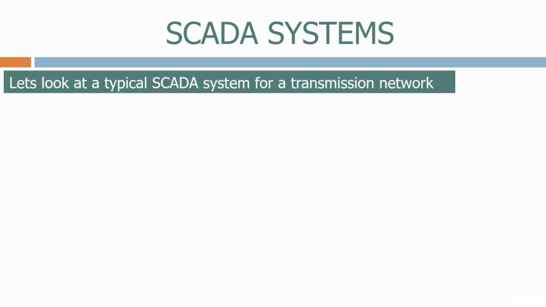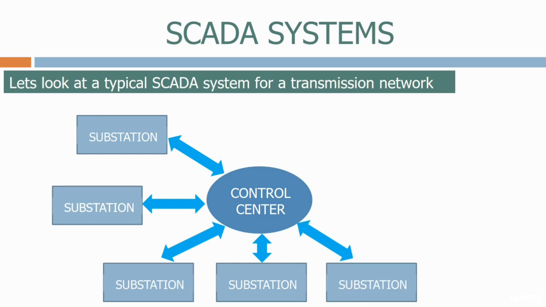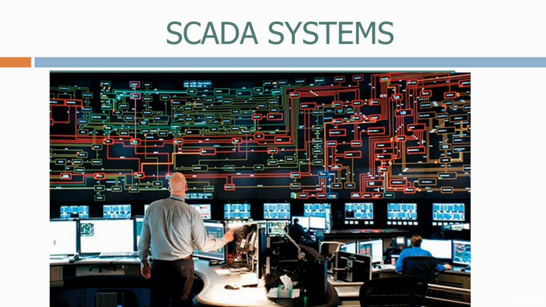Let's look at a typical SCADA system for a transmission network. Firstly, we have the control center. This is the central point in the system where the network is controlled. Connected to the control center, we have all the individual substations. Inside the control center, we will have multiple screens showing the status of all the equipment on the network, the power flowing through the system, and a readout of all the alarms and events that are occurring.